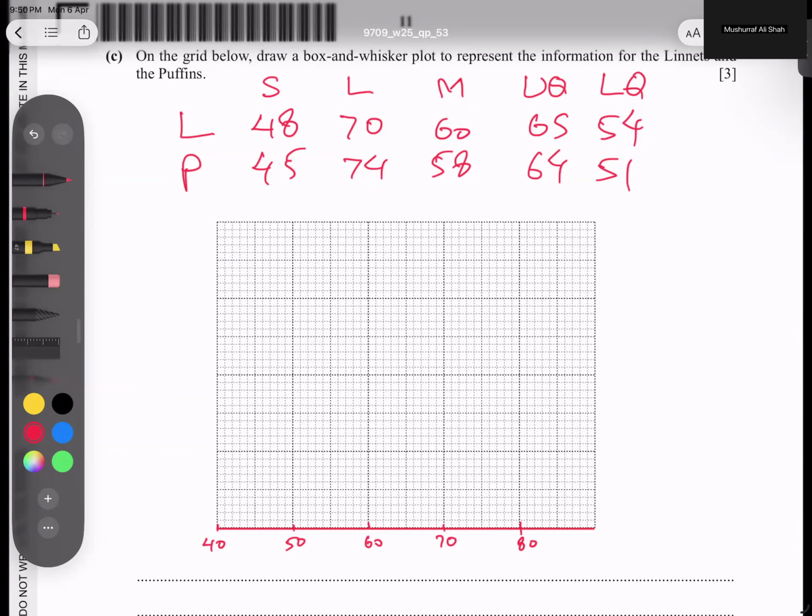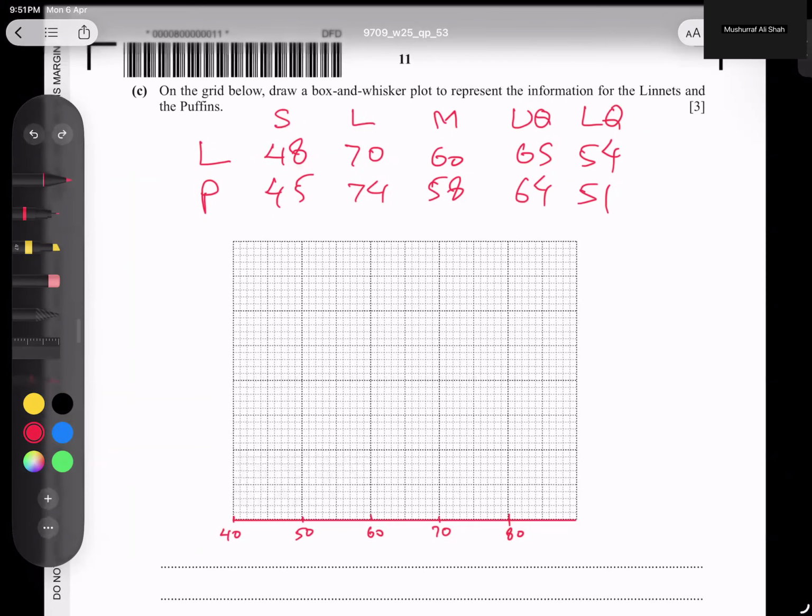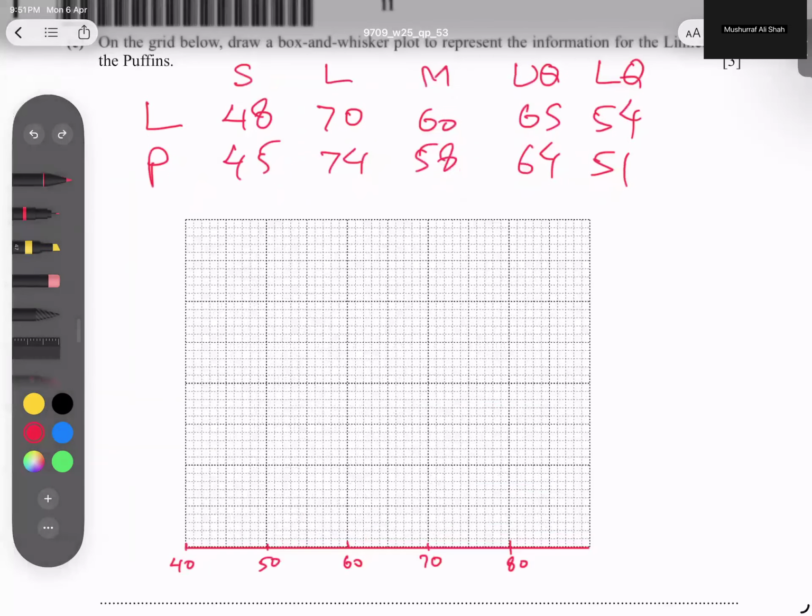So first of all, students, let's mark the smallest value, 48. Do you know it's 2 boxes back from 5? So I'm going to make it 2 boxes back. Here, 48. And what is the largest value? 70. Where is 70?